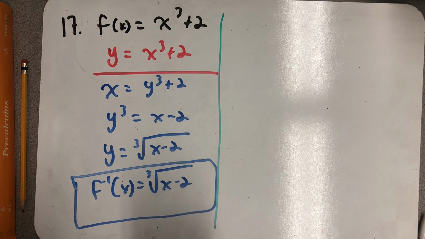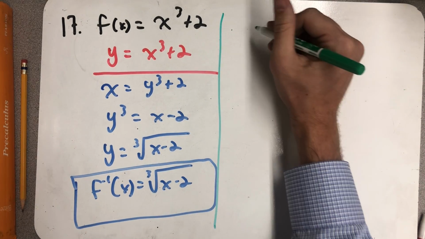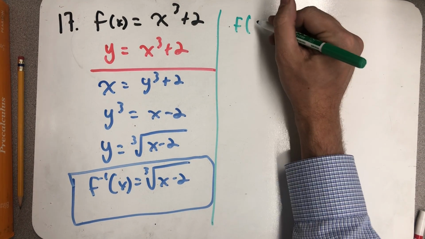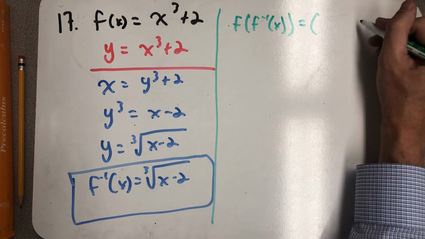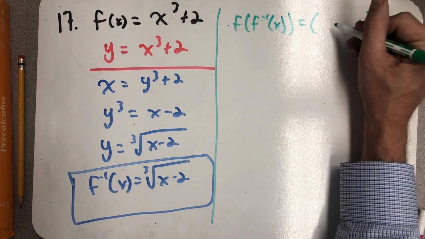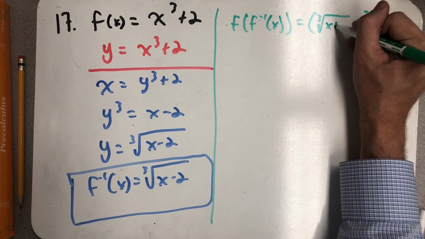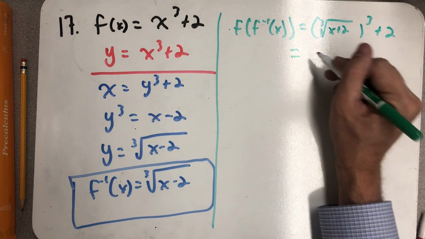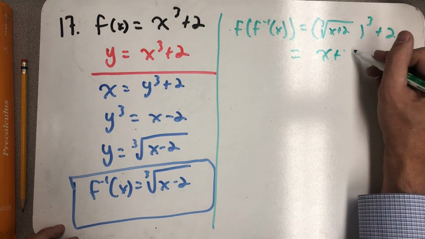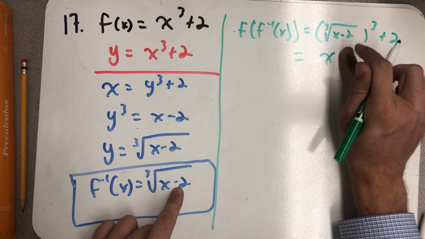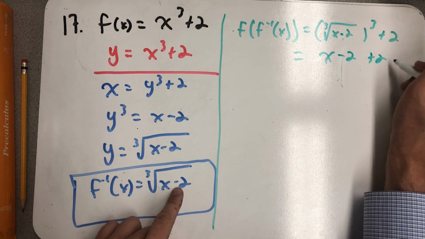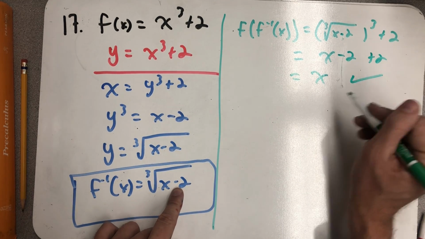Part B asked me to check my work. So I need to find f of f inverse. Well, when I cube a cube root, I get the thing on the inside. And I've written that wrong. That was a minus 2. All right, good catch. Plus 2. x minus 2 plus 2 is x, and that's what we were looking for.